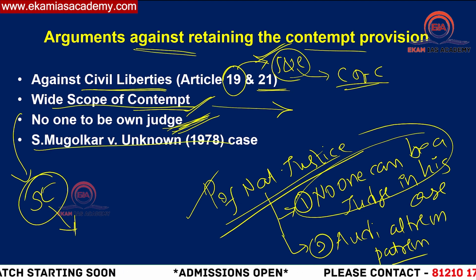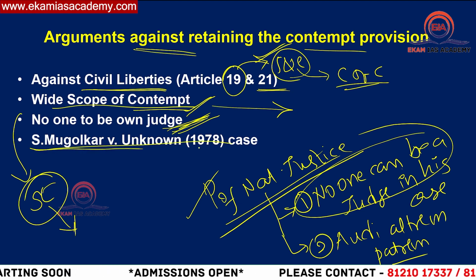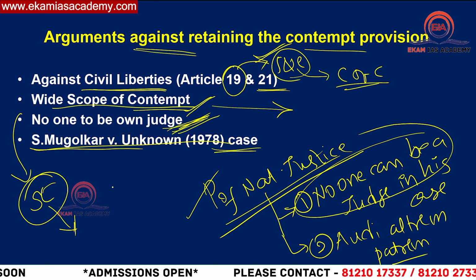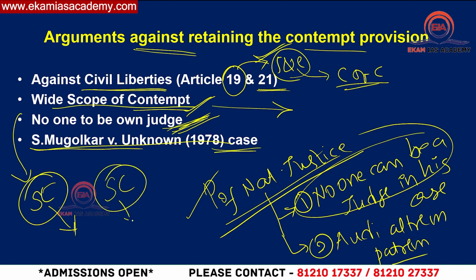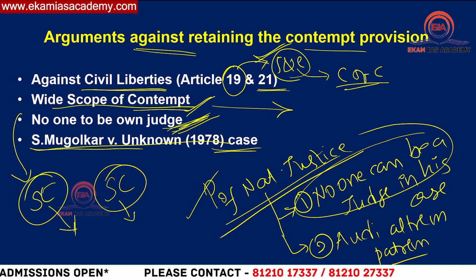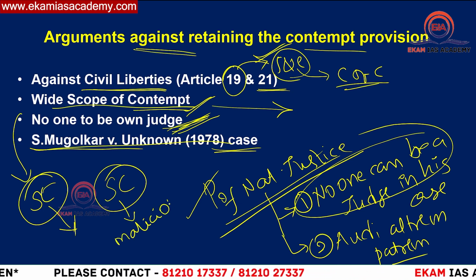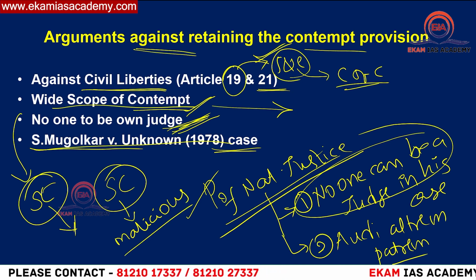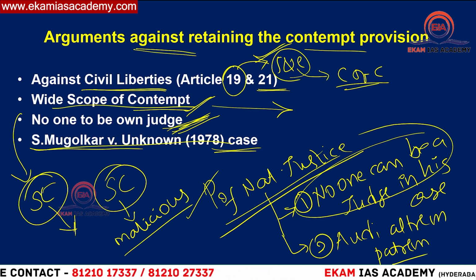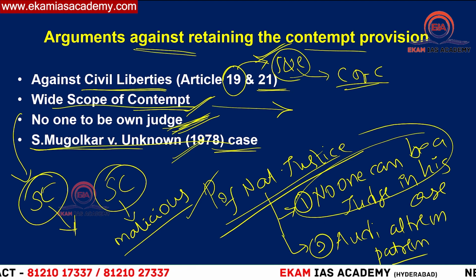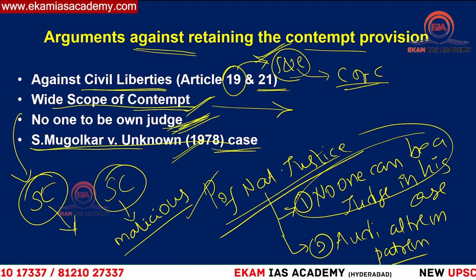Then in one particular case, S. Golak Nath versus Unknown in 1978, the Supreme Court said you cannot use contempt proceedings very frequently or regularly. Only when there is malicious intent behind the comments passed against the judiciary can you initiate contempt proceedings. So this judgment itself is saying it should be sparingly used.